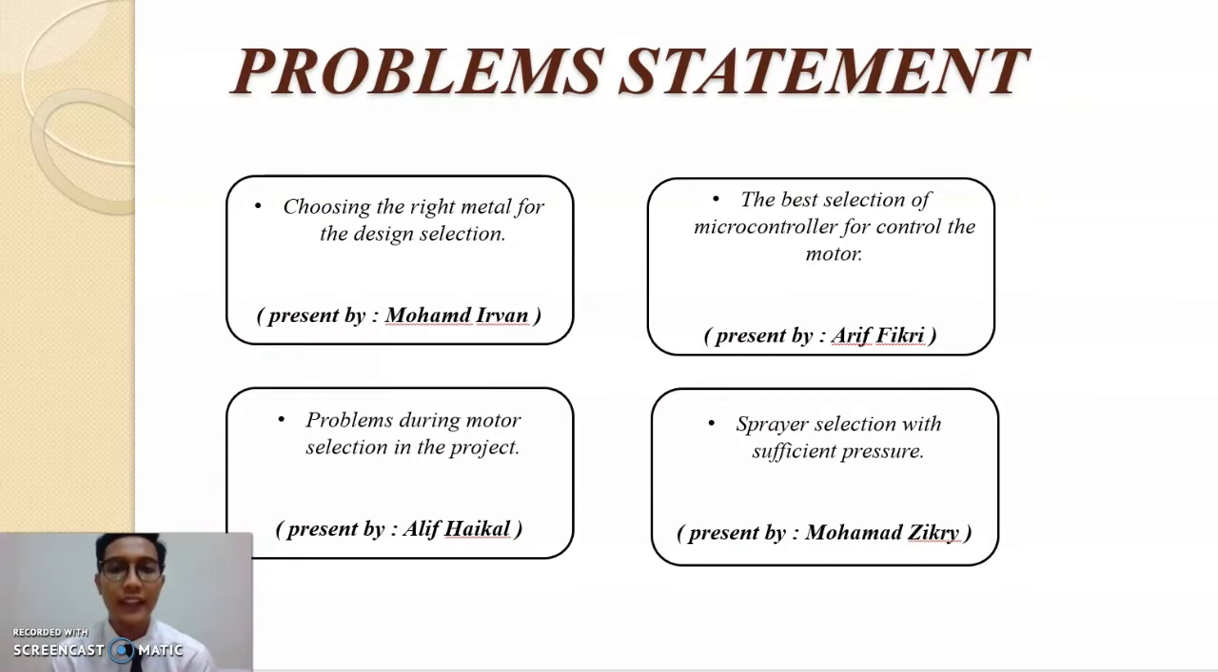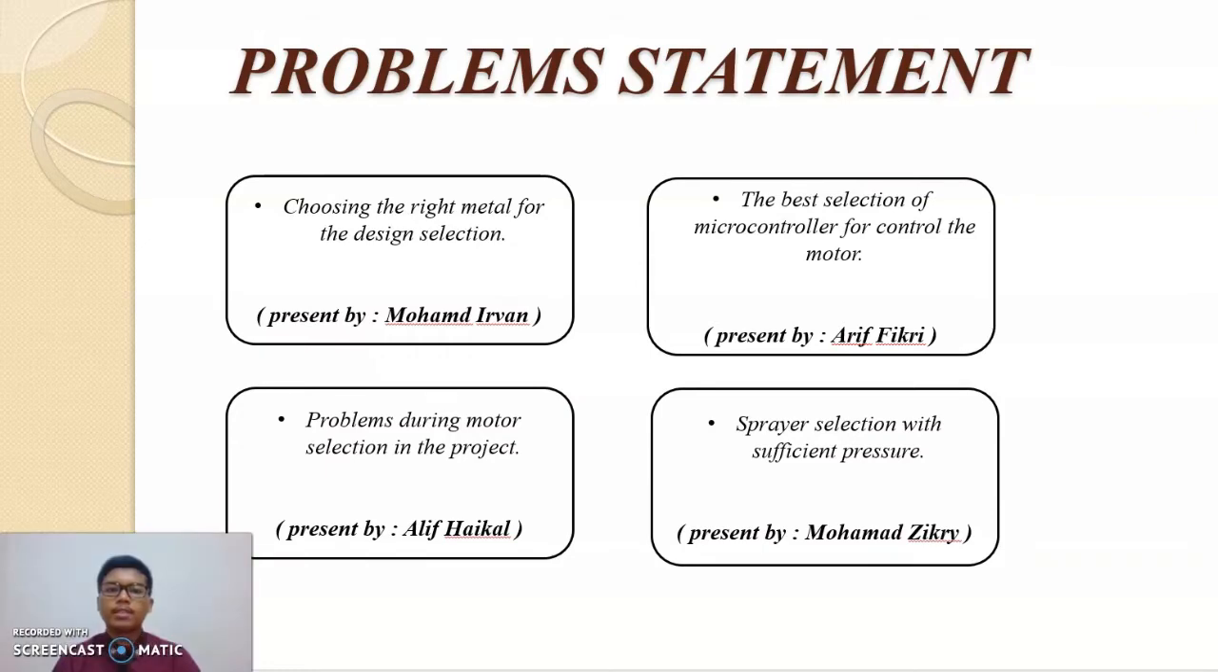Okay, the next slide is about the problem statement. First point is choosing the right metal for the design selection. As you can see, various metals are used in industry today. Incorrect selection of metal will result in a product that is designed to cause a problem. This project has a problem of choosing the right metal for the frame and connecting rod. There are several material options including brass, aluminium and steel. This selection is very important to ensure that the material has good characteristics.